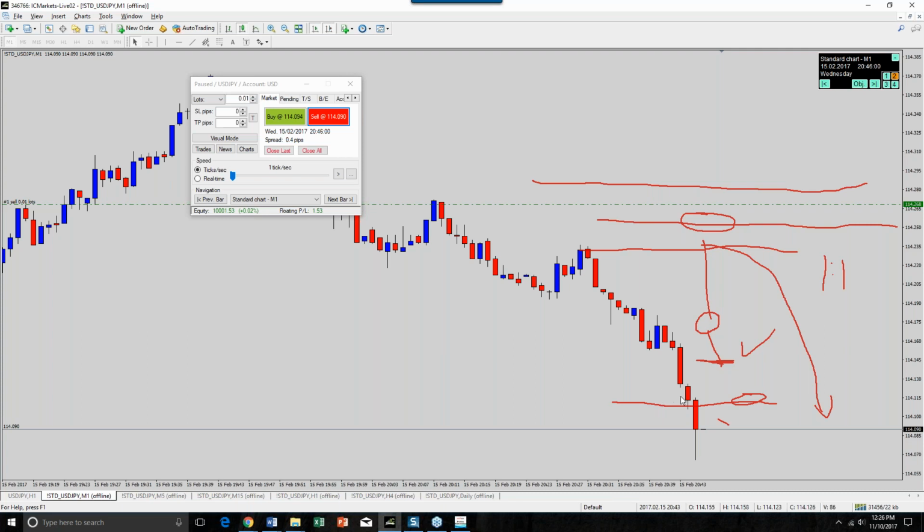So if we're not going all the way to our take profit level, if we're looking to eject our trade, we have to start planning ourselves, and this is where discipline comes in.